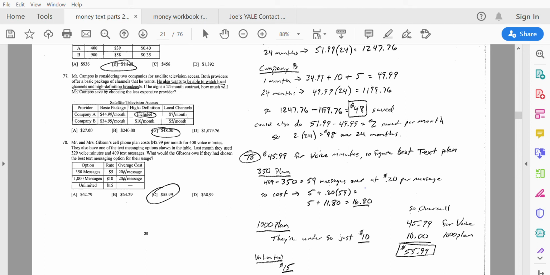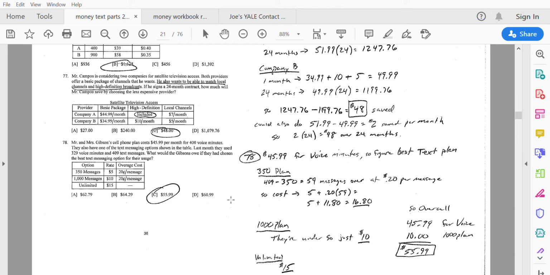Now the question would be, what would they owe if they chose the cheapest one? So the cheapest one, for them, not for everybody, is the 1,000 plan at $10. So they had to pay $45.99 for voice. Then they got the 1,000 plan. You add those together, and you get $55.99 for their cost. So basically for that problem, it's just a lot going on. You just have to understand the question. The math itself isn't hard.